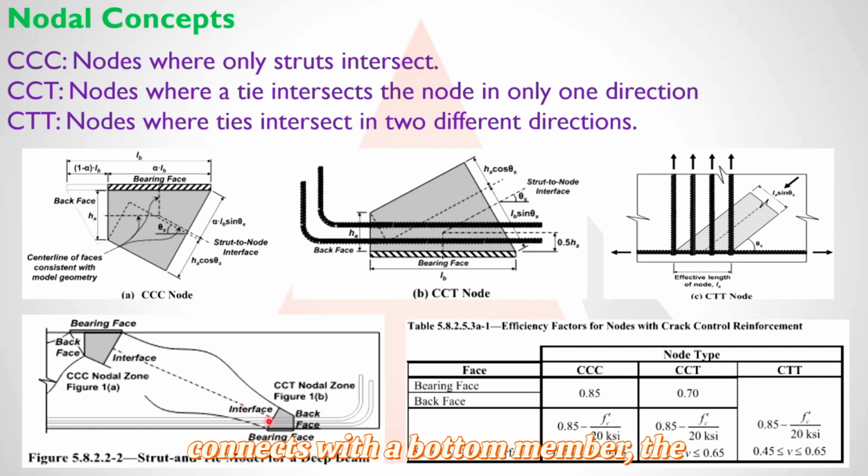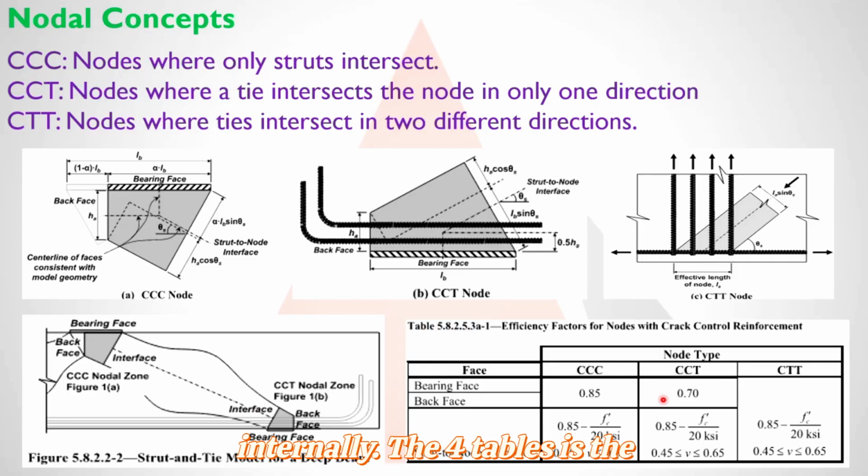This interface connects with a bottom member. The bearing face is the face where, if we have a pier, we will have a support, so the vertical upward reaction will be coming. And this back face represents the tie, the bottom member here. So this is the kind of configuration. As you can see, the first one is CCC and the second one is shown as CCT. This is how, internally in a structural member, the nodes and the connecting members are connected. This is how it behaves internally.